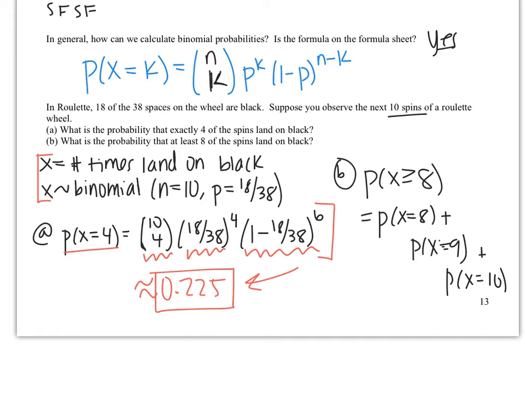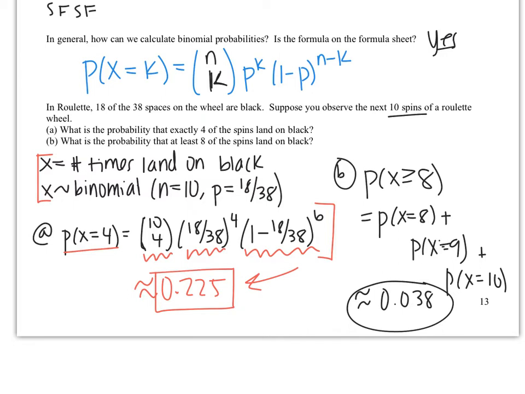So if you want to pause the video and take a minute to try that, I will tell you that this probability ends up being about 0.038. Okay. Now, what's lucky for you is that there's a faster way to do this on the calculator.